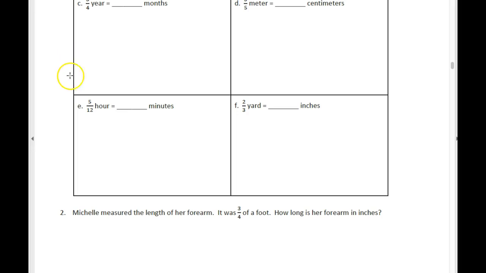So on F, we see that we have 2/3 times 1 yard. And what we're going to be doing is changing it. 2/3 of, how many inches happen to be in a yard? 36 of them. So now we're going to say 36 over 1, and it's inches now. So we've changed the unit, which resulted in a change in the number we're working with.